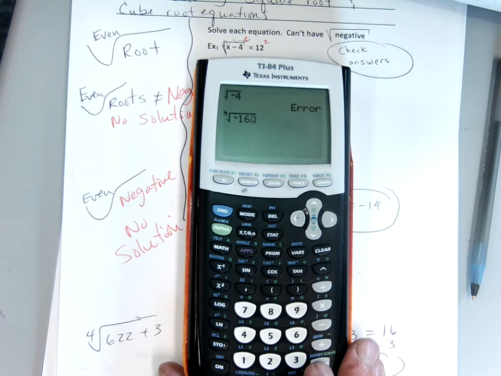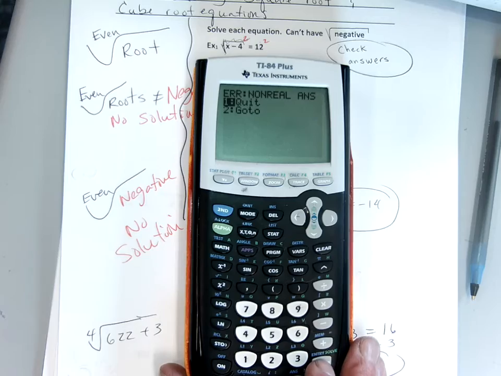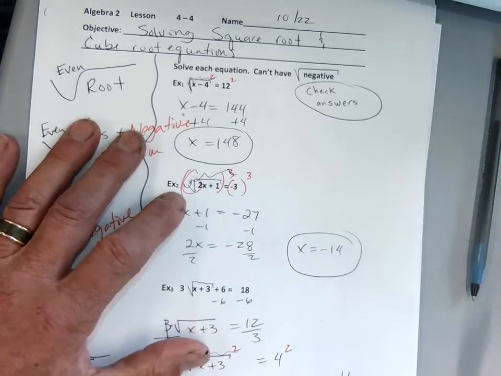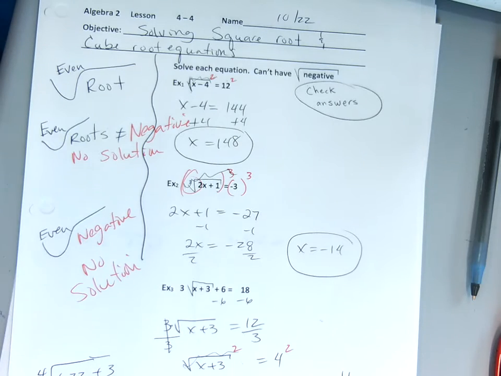Fourth root, watch. So you would think negative 2, but guess what? Odd roots are okay, because a negative times a negative times a negative is a negative. But a negative times a negative is never negative. And a negative times a negative times a negative times a negative is never a negative.